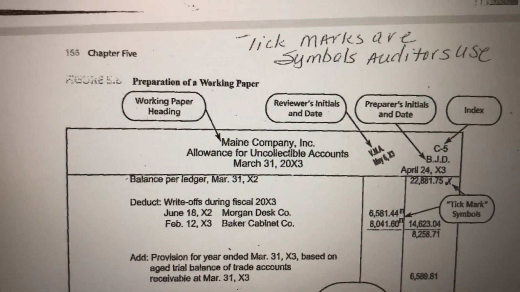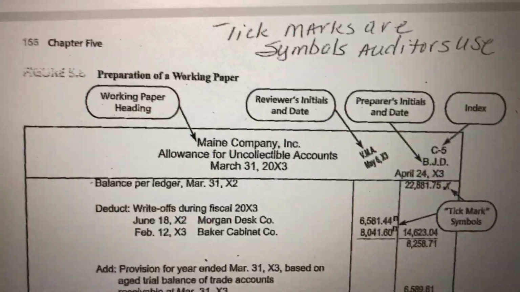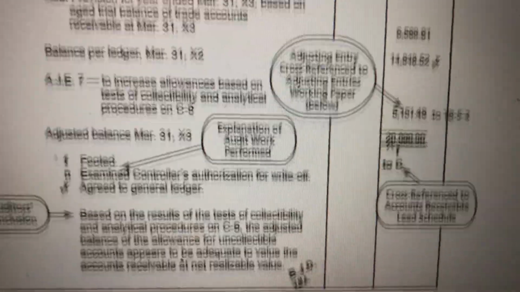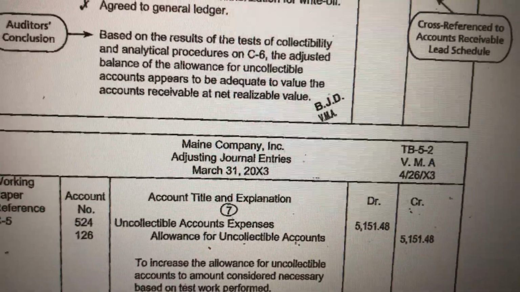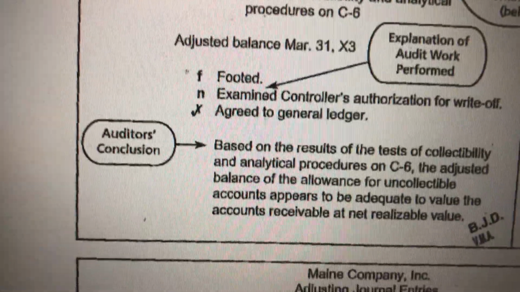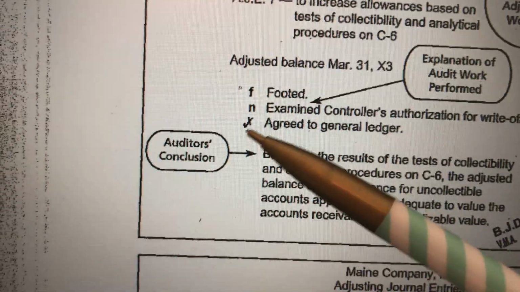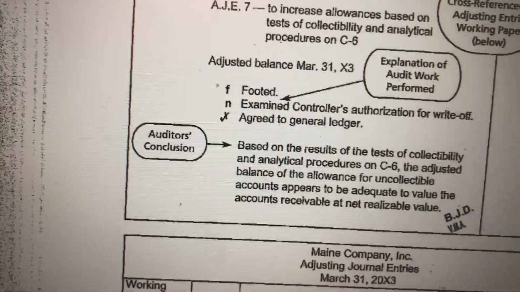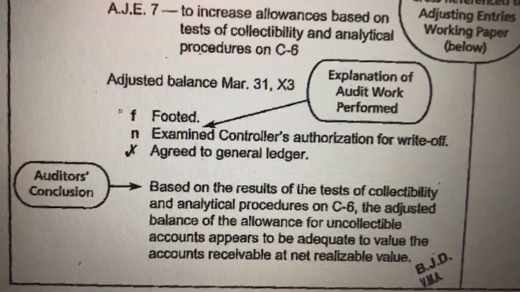Okay, I want you specifically to notice this page. Know what tick marks are. Okay, tick marks are symbols that auditors use specifically when they are adding up columns. Okay, they'll put a little check mark. For instance, tick mark is where it says agree to the general ledger. Check mark with an X over it. Okay, that means you've looked at it twice. So those are some of the items.